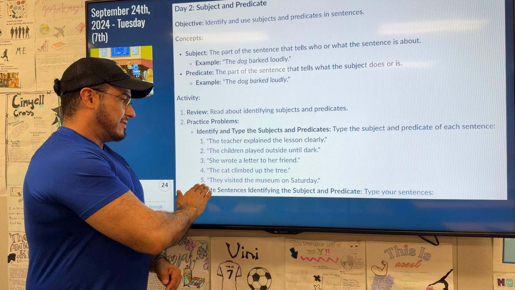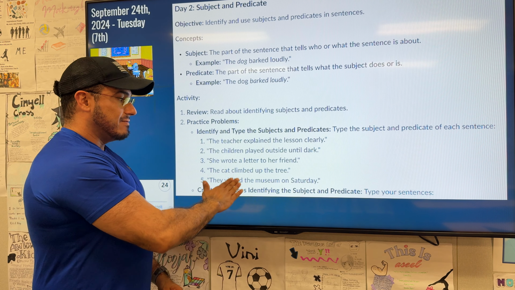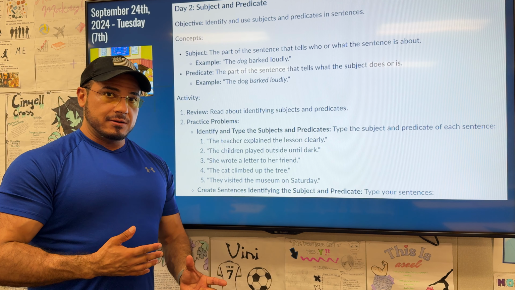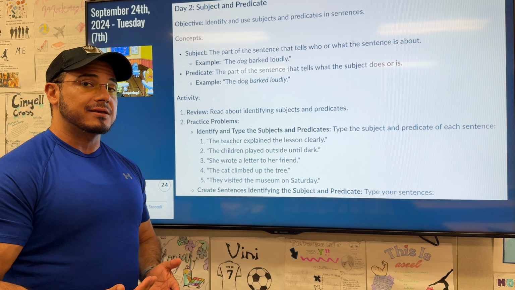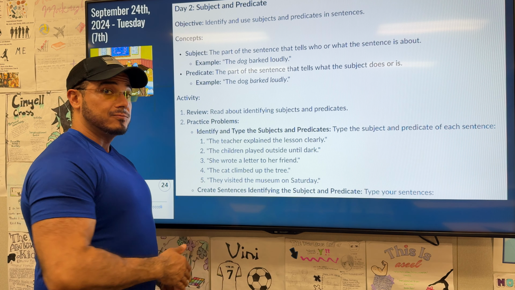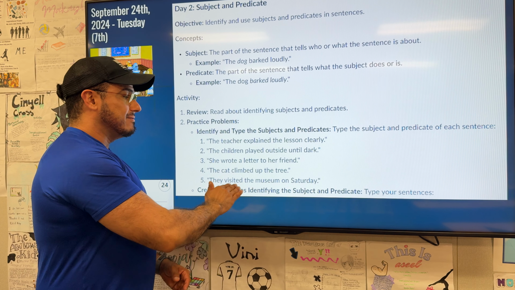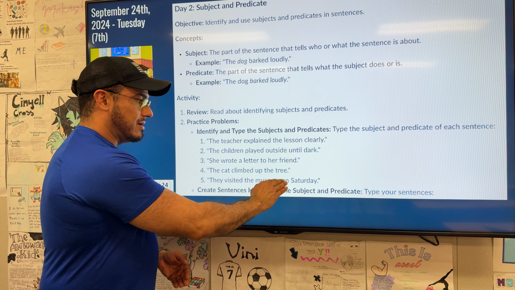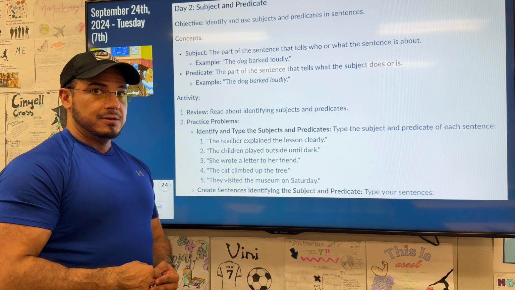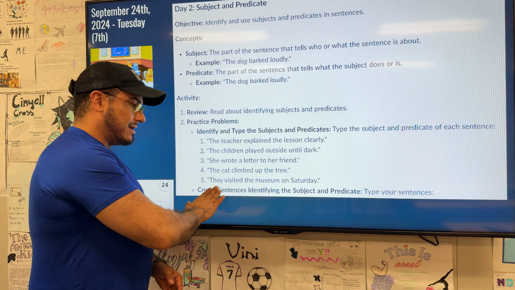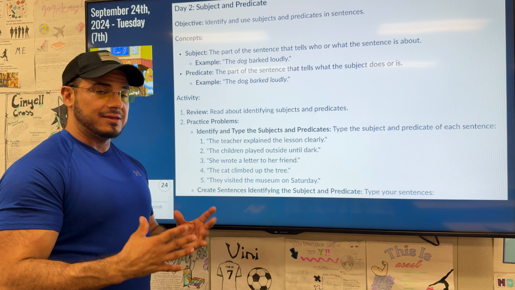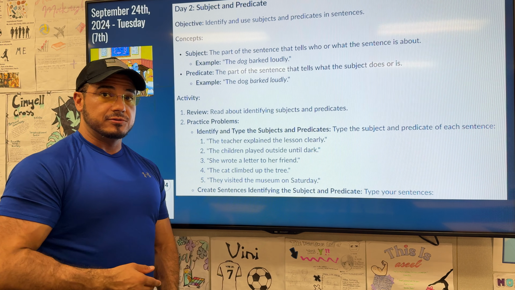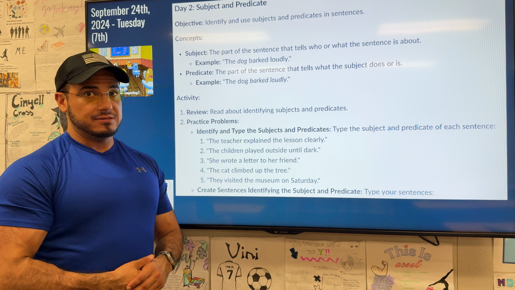Now, sentence number 5. They visited the museum on Saturday. This one might be a little bit trickier, but our subject is that collective pronoun, they. What did they do? What's the verb? Visited. What's the object of the verb visited? Visited the museum. That's where they visited. Okay, now again, our subject is they. Our complete predicate is visited the museum on Saturday. So always include those modifiers or additional details.